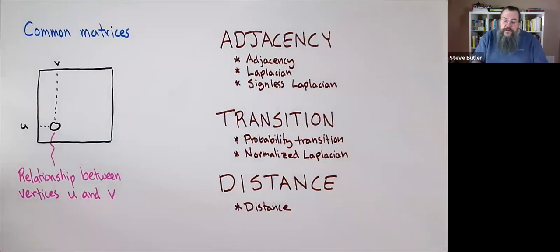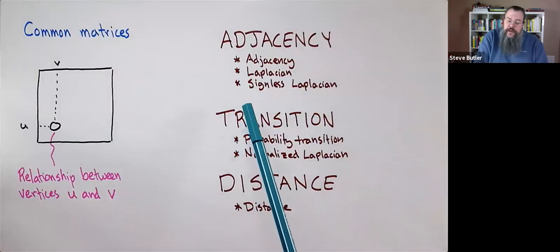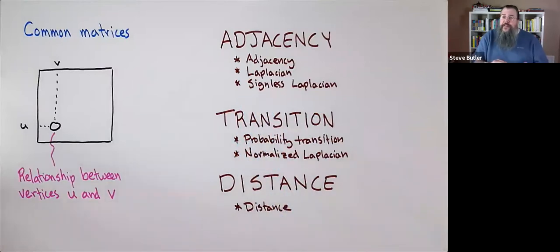There are other ones. There's something called the Laplacian, and there's a signless version. We'll see that the Laplacian involves some negative signs. So the signless Laplacian is sort of the optimistic version of the Laplacian. It's like, I don't like negatives, I want everybody to be positive. So, okay, there's adjacency.